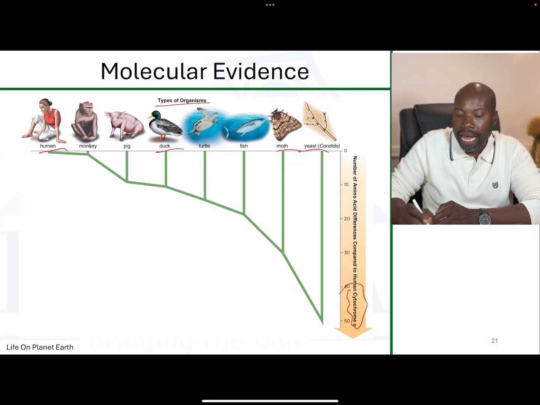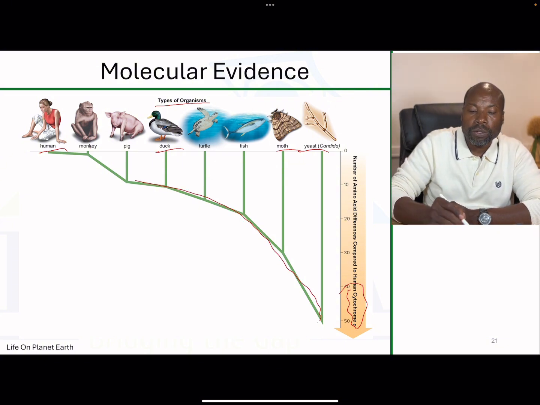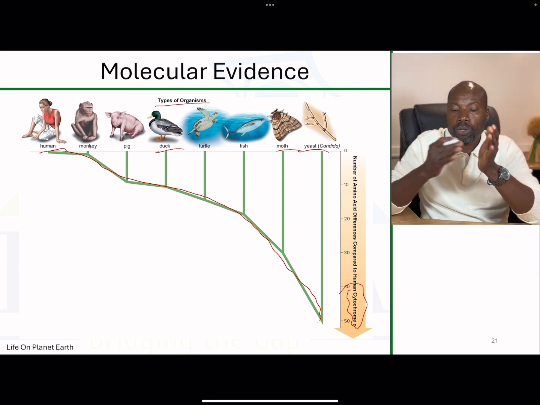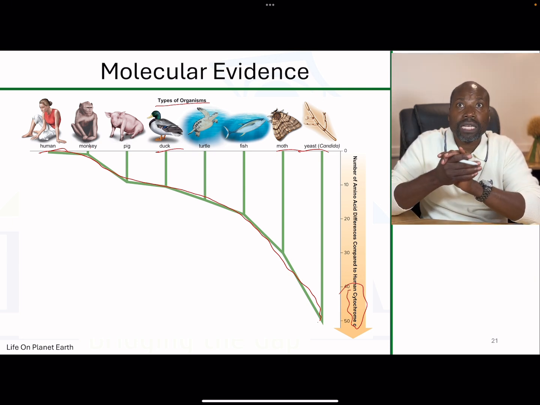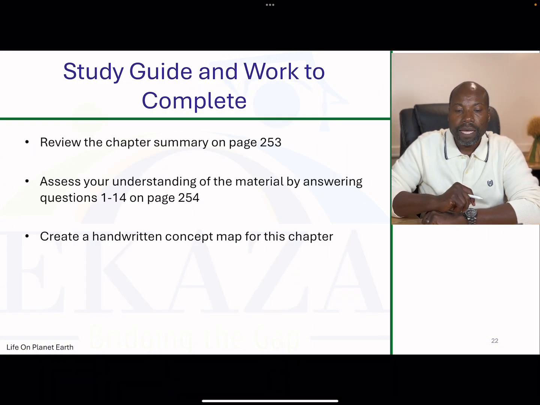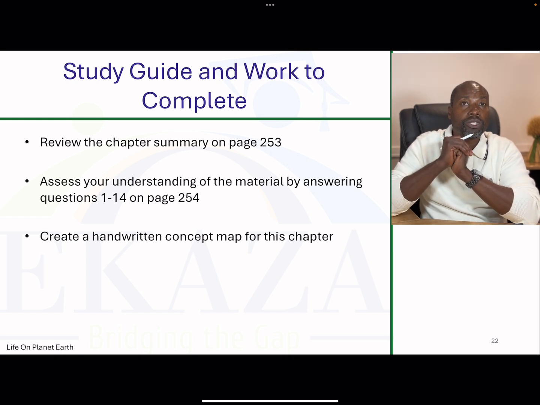As a consequence of that, you have this drawing that shows you, not chronologically, but how related these organisms are in terms of differences. And this is where we are going to stop this chapter.